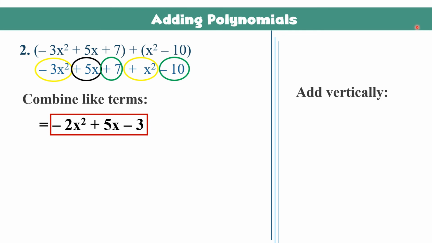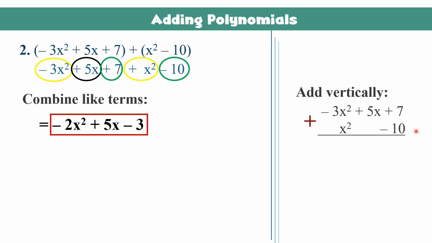Again, you may add that vertically, copy the first polynomial, and for the second polynomial, you have to write each term or you have to align each term with their like term. So x squared must be aligned with negative 3x squared because both of them has a variable x squared. So negative 3x squared will have x squared below it. And then for negative 10 is constant. We may write that under positive 7. So now, let us combine them.